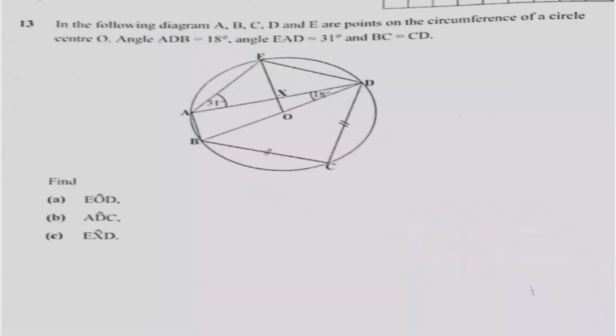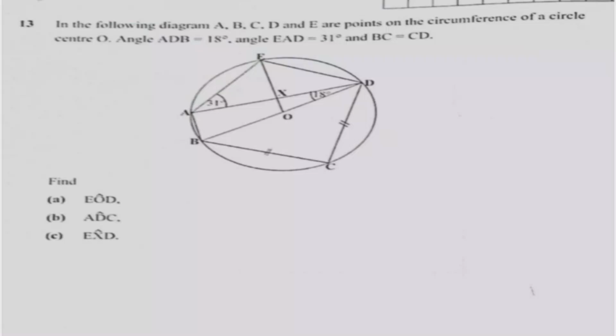Okay, we come to question 13, which is as follows. In the following diagram, A, B, C, D and E are points on the circumference of a circle, center O. Angle ADB is equal to 18 degrees, angle EAD is equal to 31 degrees, and BC is equal to CD. So we can take time and study the diagram.